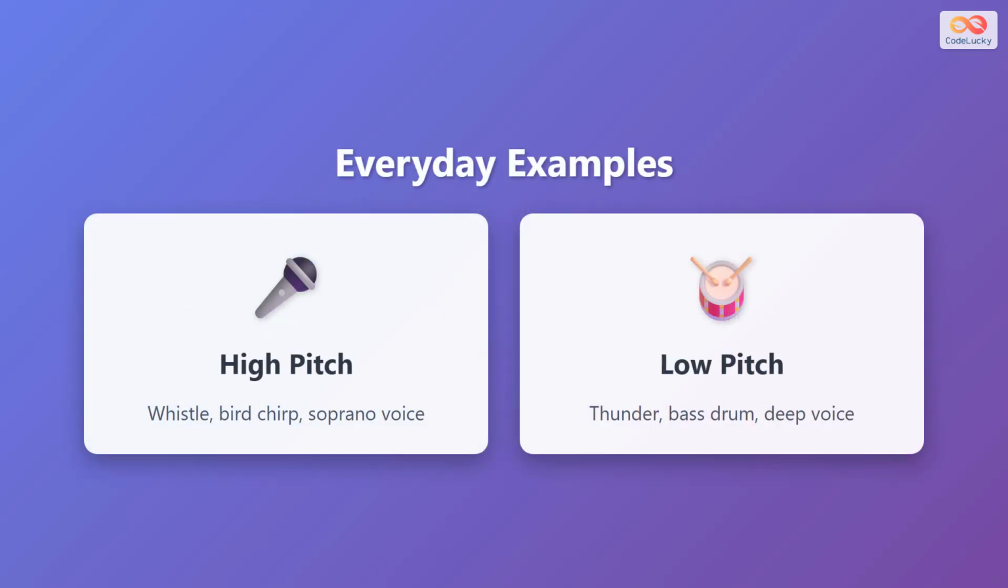Let's look at some everyday examples to understand pitch better. High-pitch sounds include things like a whistle, a bird chirping, or a soprano voice singing. These sounds feel sharp and bright to our ears. On the other hand, low-pitch sounds include thunder rumbling in the distance, the deep thud of a bass drum, or a deep voice speaking. These sounds feel heavy and powerful. These examples show us how pitch varies widely in the sounds we encounter daily.